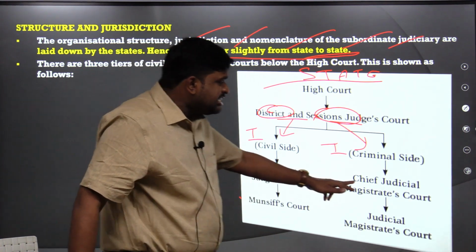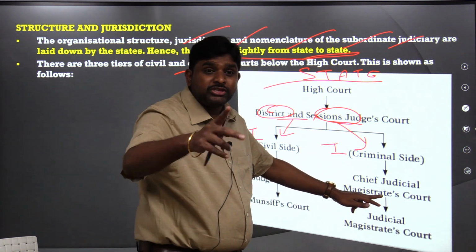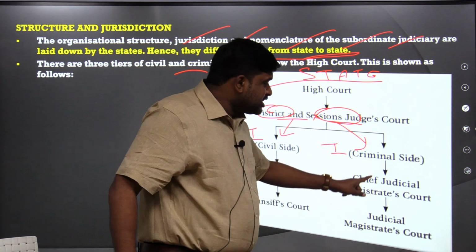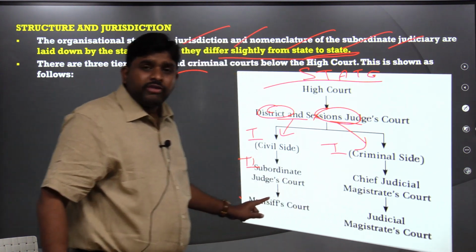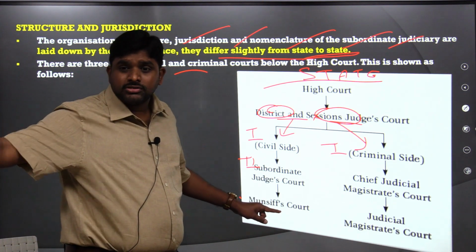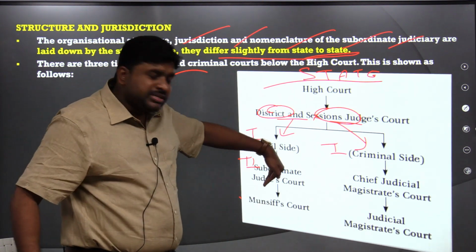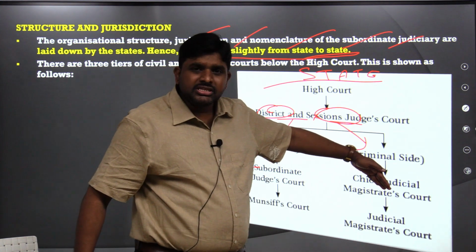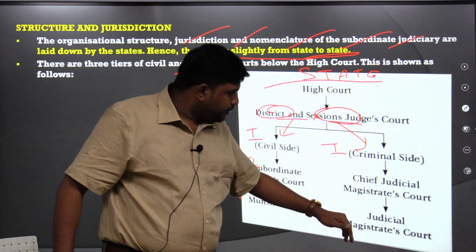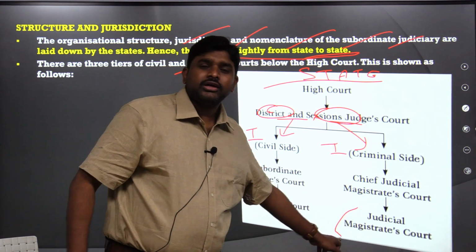Second, subordinate judges court and chief judicial magistrates court. Now you see the words are changing. When I am going to the criminal side, the name is chief judicial magistrate court. When I am going to the civil side, it is called a subordinate judges court. Land disputes and marriage disputes will be this side. Murder will be this side. Chief judicial magistrates court, and below him, judicial magistrates court.